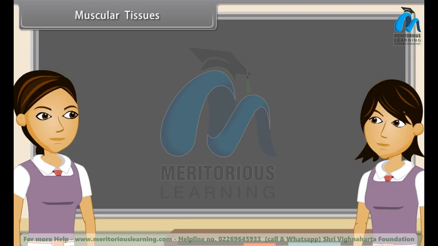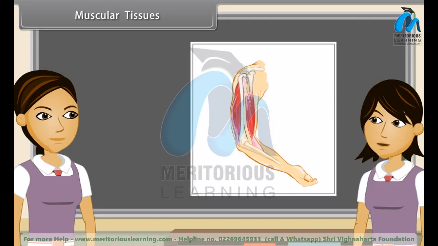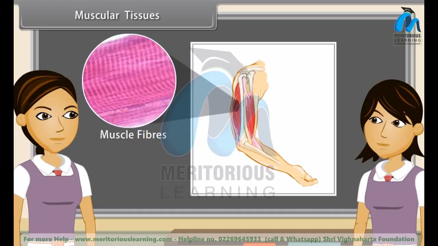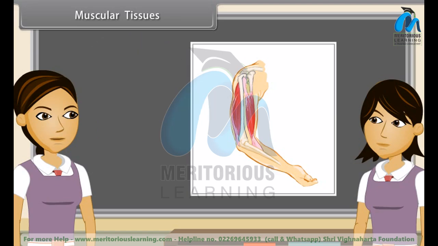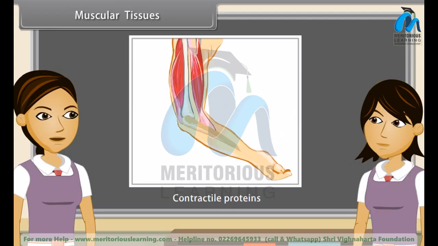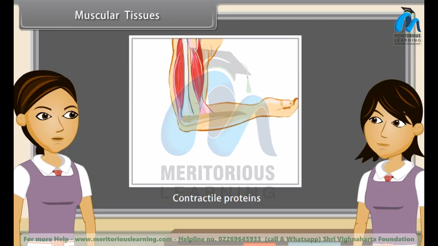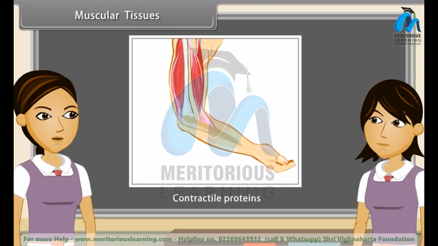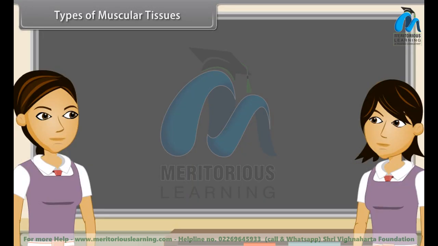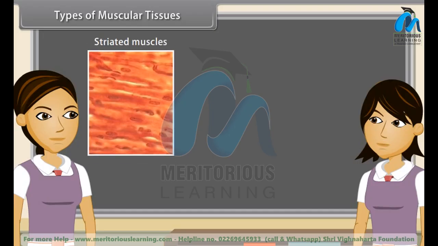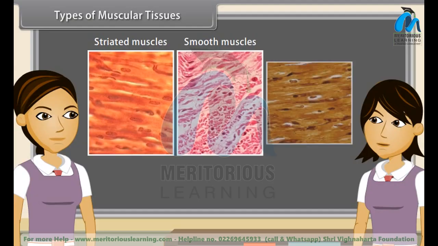Muscular tissues. Muscular tissue consists of elongated cells, also called muscle fibers. Muscle contains special proteins called contractile proteins. When these proteins contract and relax, movement is caused. Types of muscular tissues. Ankita, on the basis of location, structure and function, muscle fibers are of three types: striated muscles, smooth muscles, and cardiac muscles.